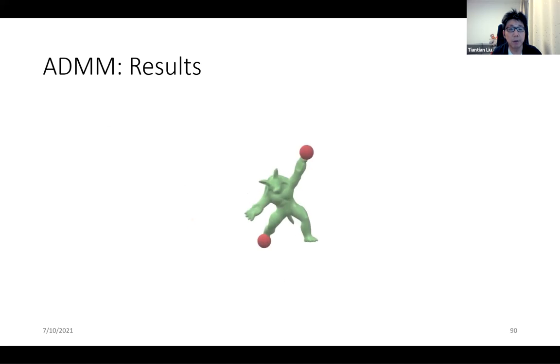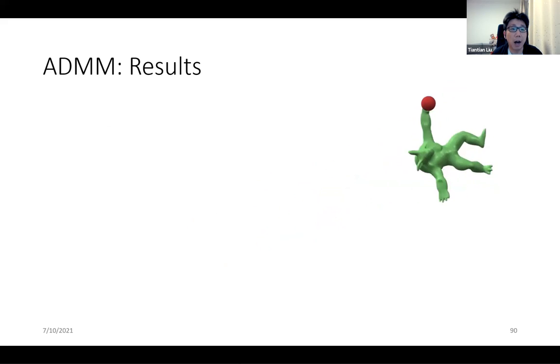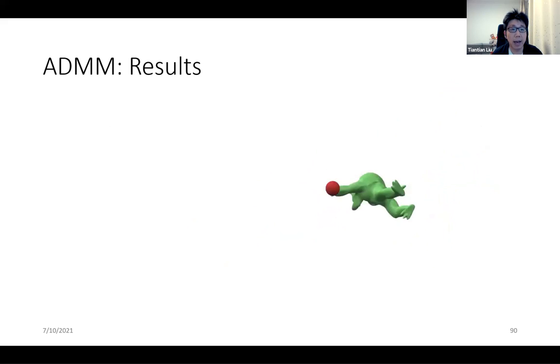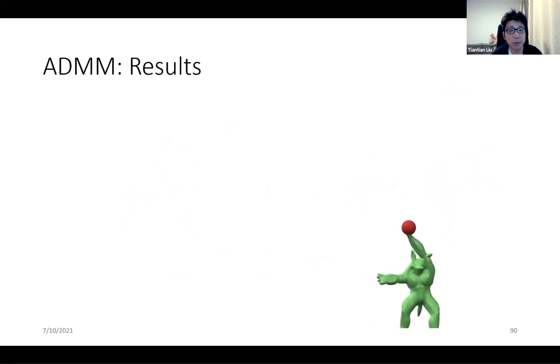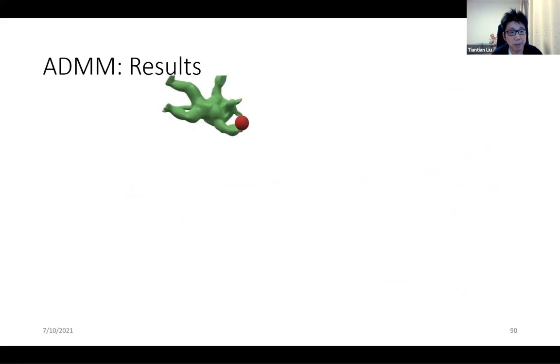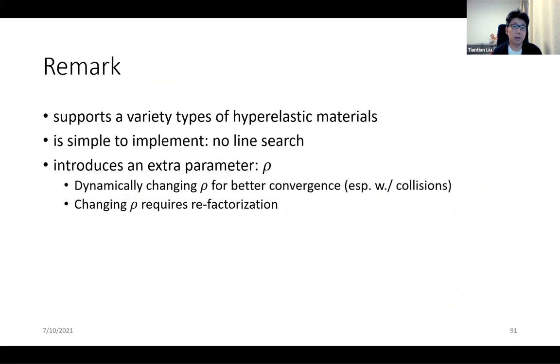And here's an example simulated using ADMM. As we can see, we can dynamically add or remove the attachment constraints. And we can interact with this armadillo model in real time. The good thing about this ADMM view is that it supports more types of materials because you can simply modify the E energy in the pipeline. And it is simple to implement as it needs no line search routines as well.